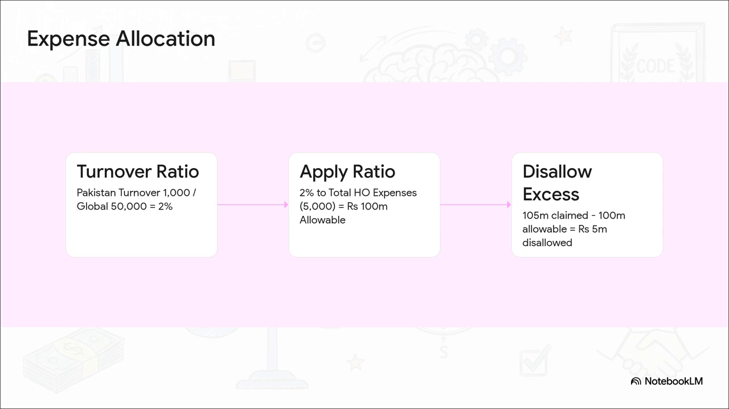First, isolate the turnover ratio. In this case, Pakistan's turnover of 1,000 million divided by the global 50,000 million gives us exactly 2%. Then, you apply that 2% to the total global head office expenses of 5,000 million. That caps your allowable limit at exactly 100 million rupees. Because the branch tried to claim 105 million, that 5 million excess is strictly rejected, no exceptions.